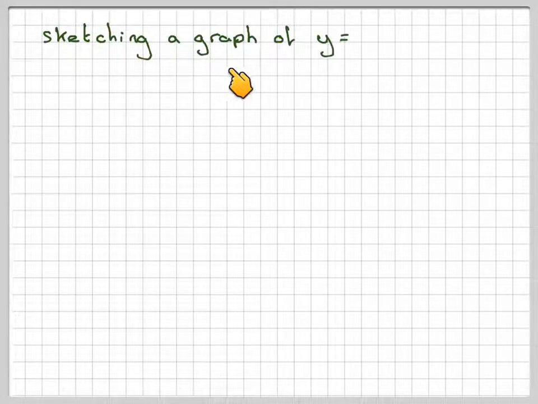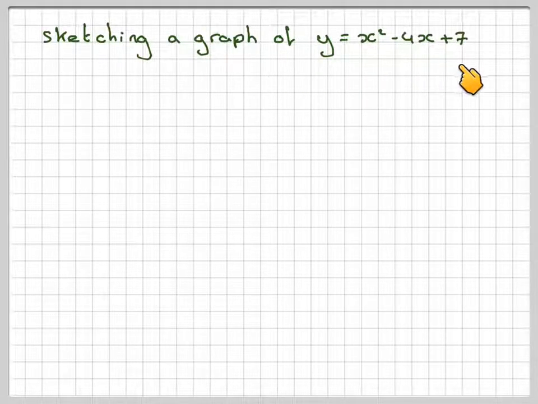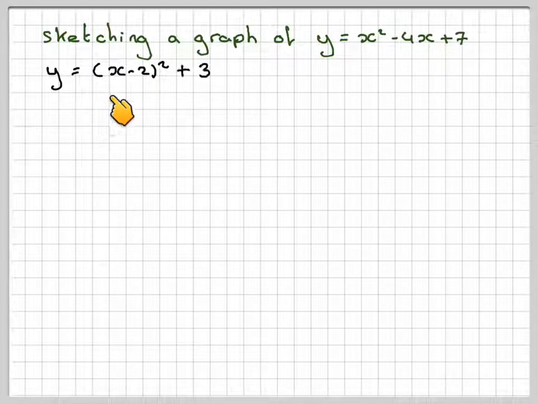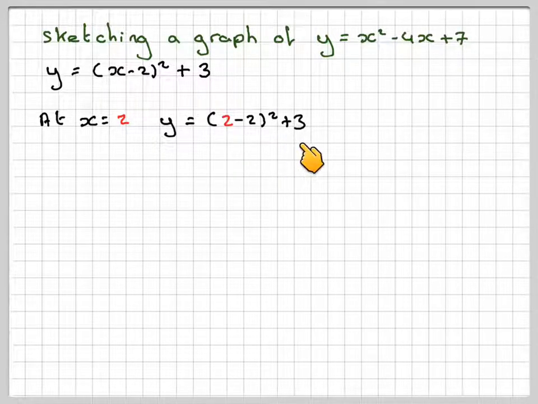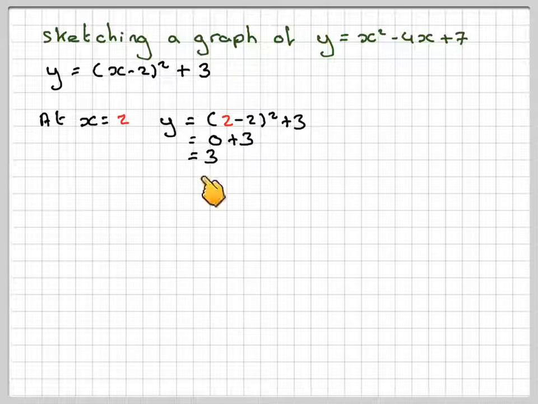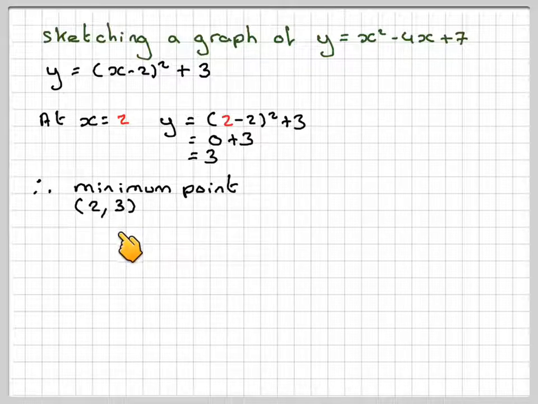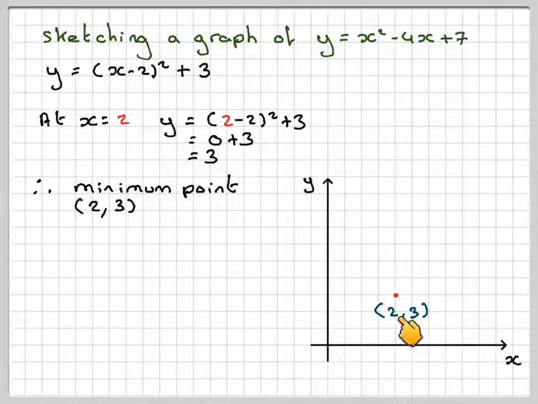So, sketching a graph of y is equal to x squared minus 4x plus 7, and using y is equal to (x minus 2) all squared plus 3, we know that when x is equal to 2, and I chose 2 because that's what makes that 0, we're going to get that y is (2 minus 2) squared plus 3, but that's 0, plus 3 will give me the value of 3. So 3 is the minimum point of the graph. So drawing a set of axes, x and y, and then marking that point on 3.